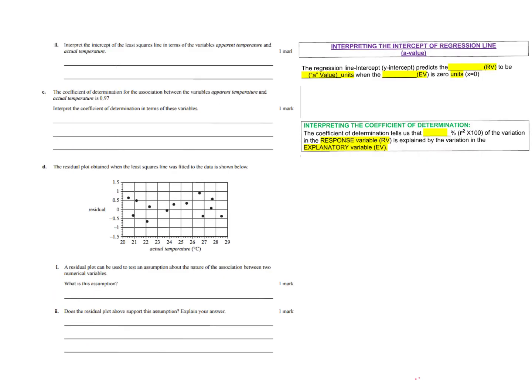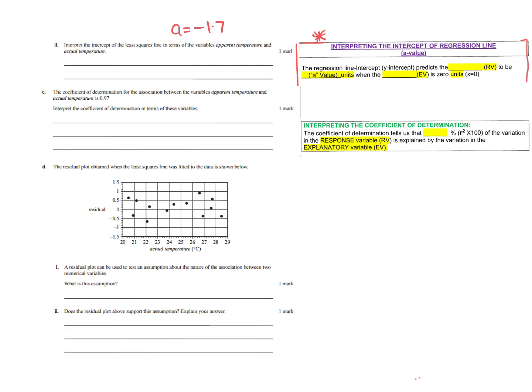Moving on to the next part, it says interpret the intercept of the least squares line. So the intercept, A equaled negative 1.7. That's the intercept. This is where you're going to use your notes. Remember, it was in our regression analysis notes. And this is where we would write this out using this statement. So I'm going to interpret it, it says interpret it.